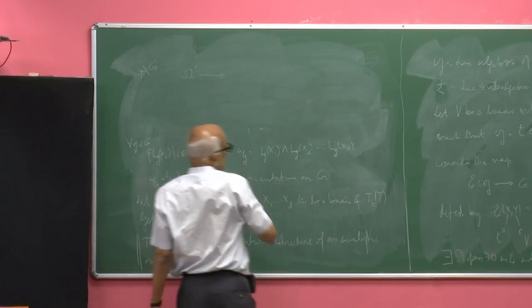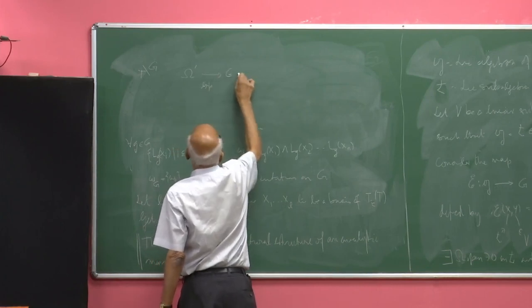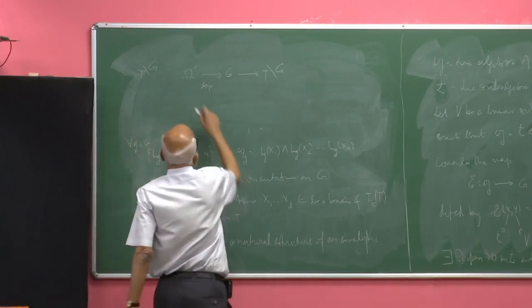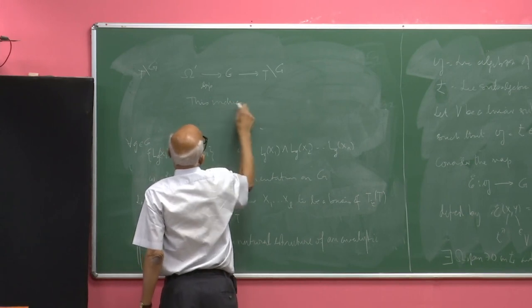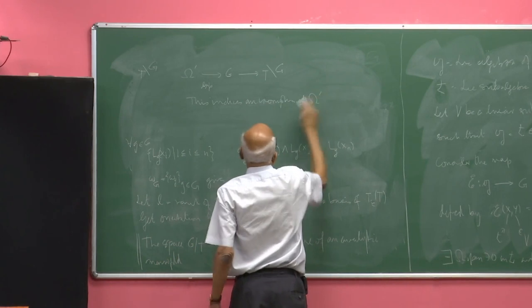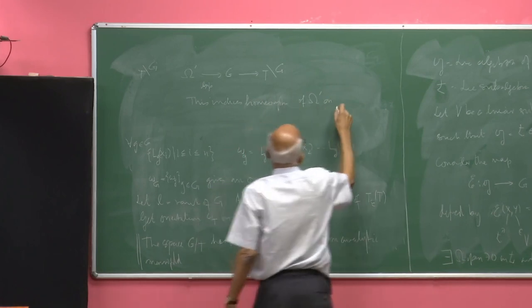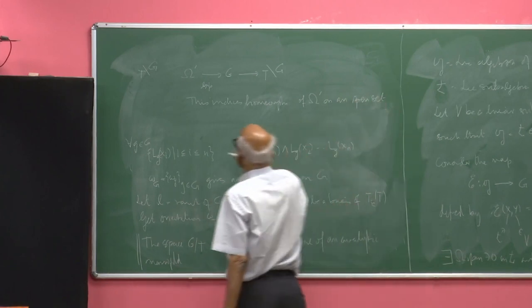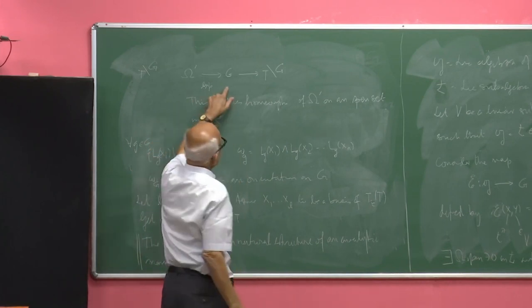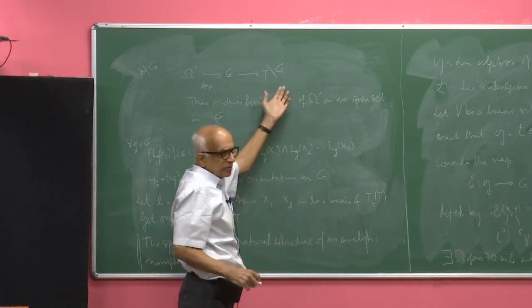to, under exp, it goes into G and then goes to G mod T. It is easy to check that this map induces a homeomorphism of omega prime on an open set in G mod T. The point is, you look at omega prime and look at its image, and then omega prime times T is the saturation of omega prime, that in the quotient space gives you an open set by the definition of the quotient topology.